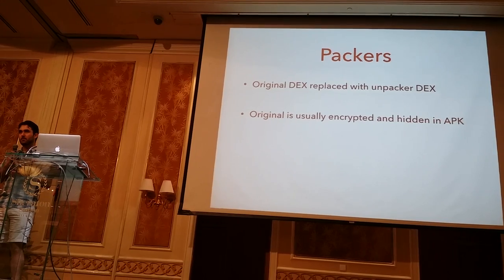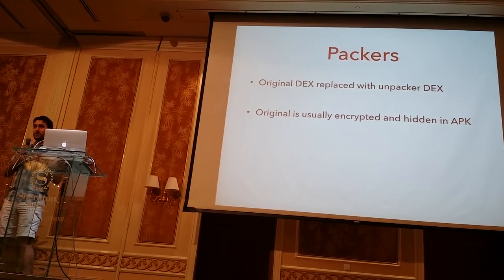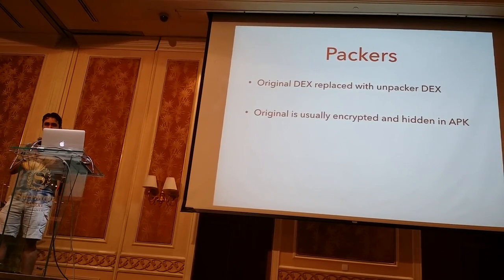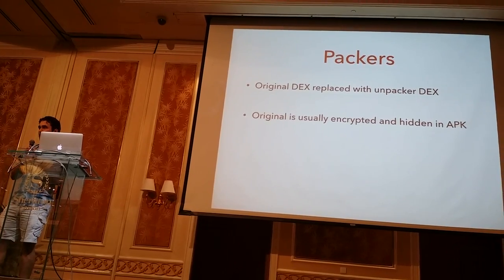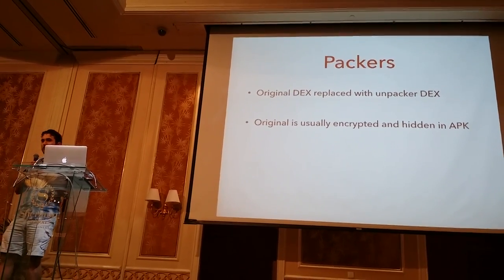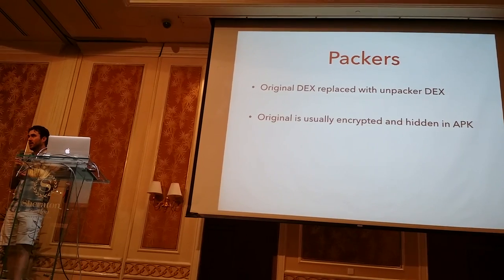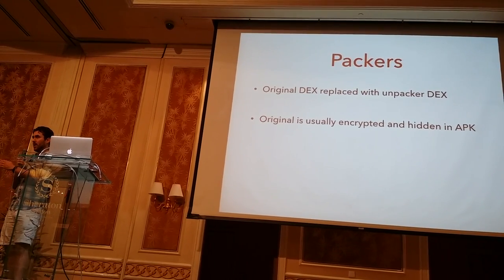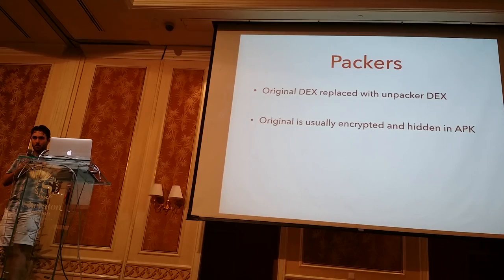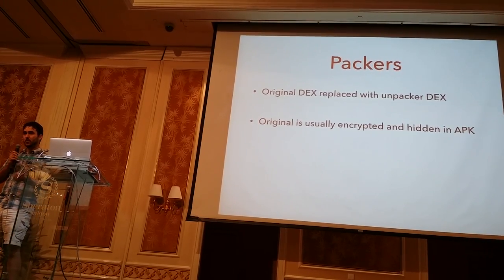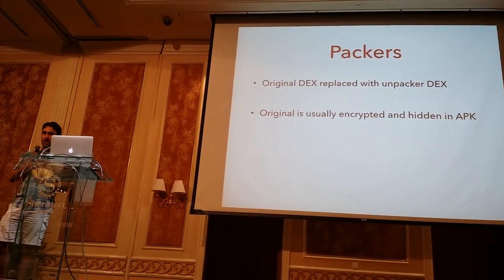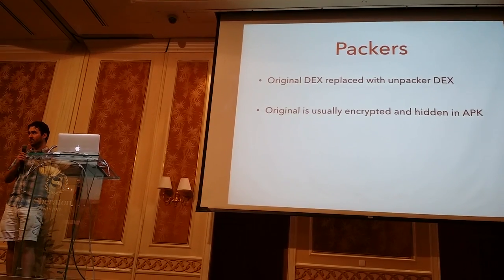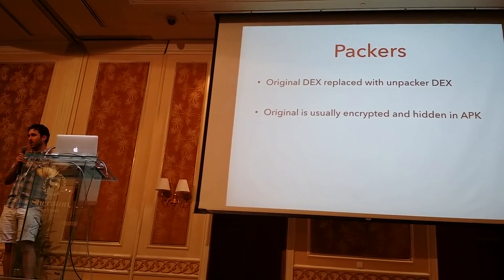and call it mylogo.png, and then hide it somewhere in the APK. And then whenever you load the application, it replaces the original dex with an unpacker dex. And the unpacker dex is the same for every application. And it just knows to look at mylogo.png, decrypt it with some key, and then use DexClassLoader to load it dynamically and make it available on the class path so everything else works.